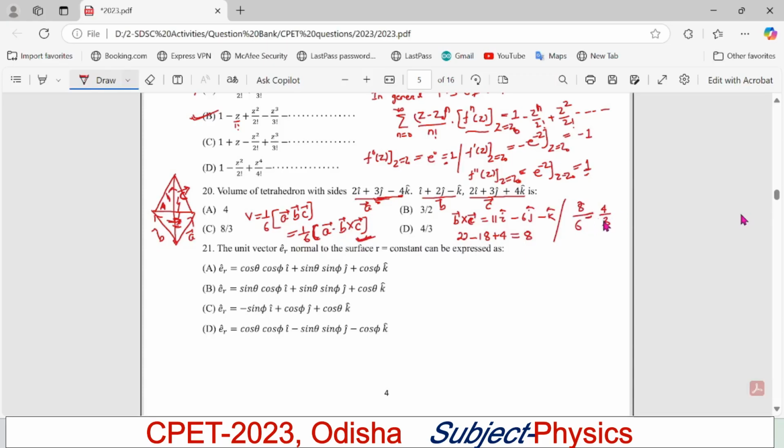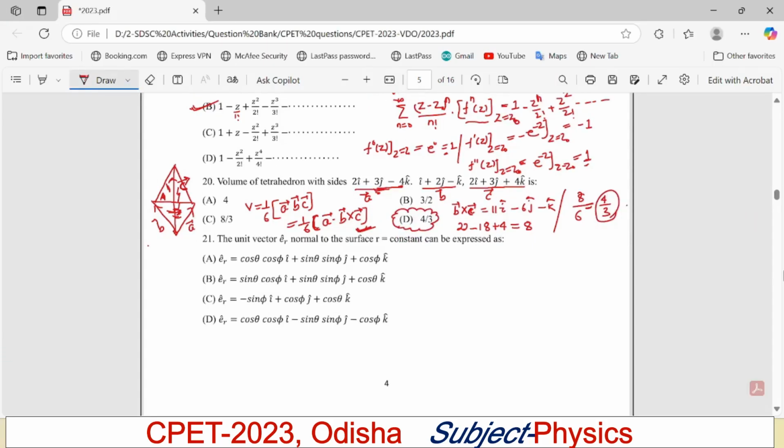8 by 6 is nothing but 4 by 3. So this D is your correct option. Okay. Now we are going to go for our next question. Question number 21. It is asked that the unit vector ER cap normal to the surface R equal to constant can be expressed as, 4 options are given.